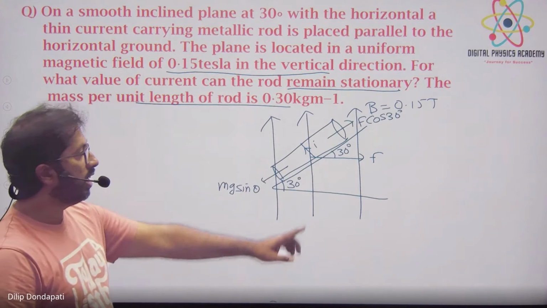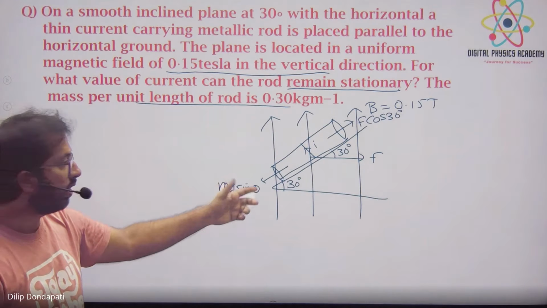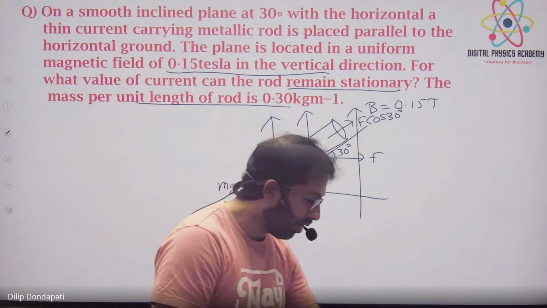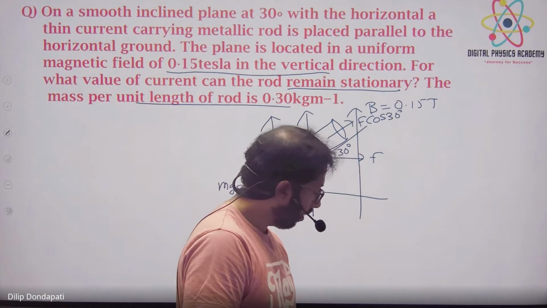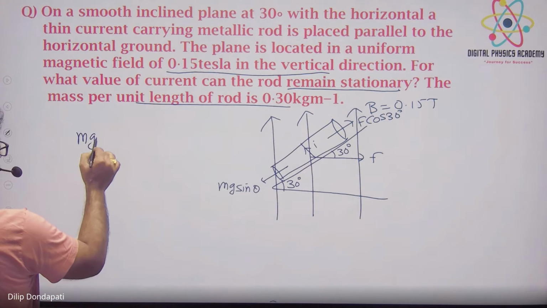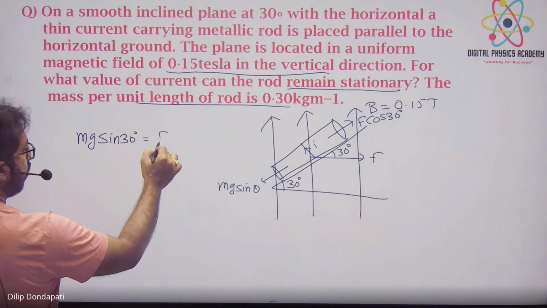That means this force is balancing with this force. Then only the rod will balance. The rod is stationary. Now equate and try to calculate the force. mg sin 30 is equal to F cos 30.